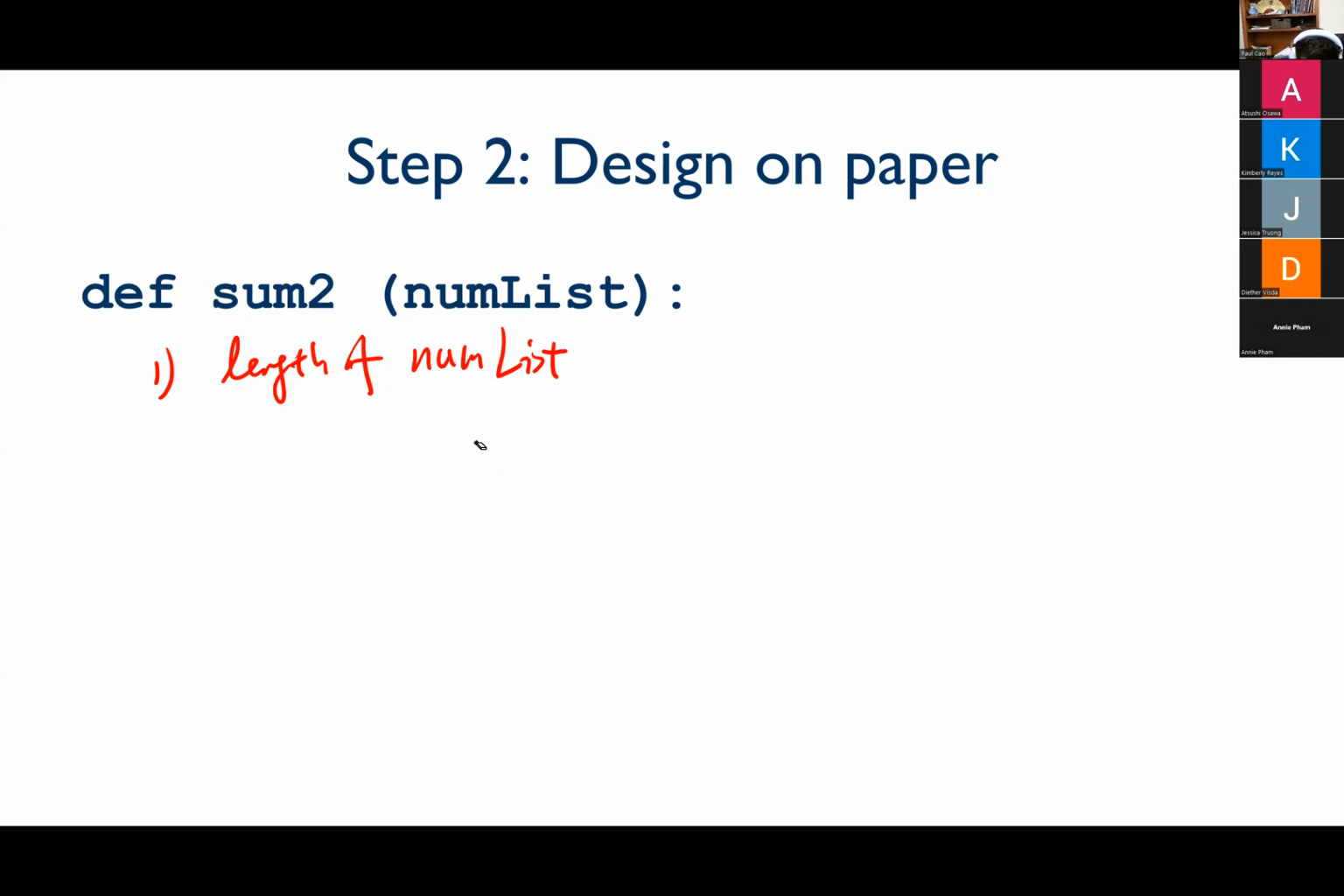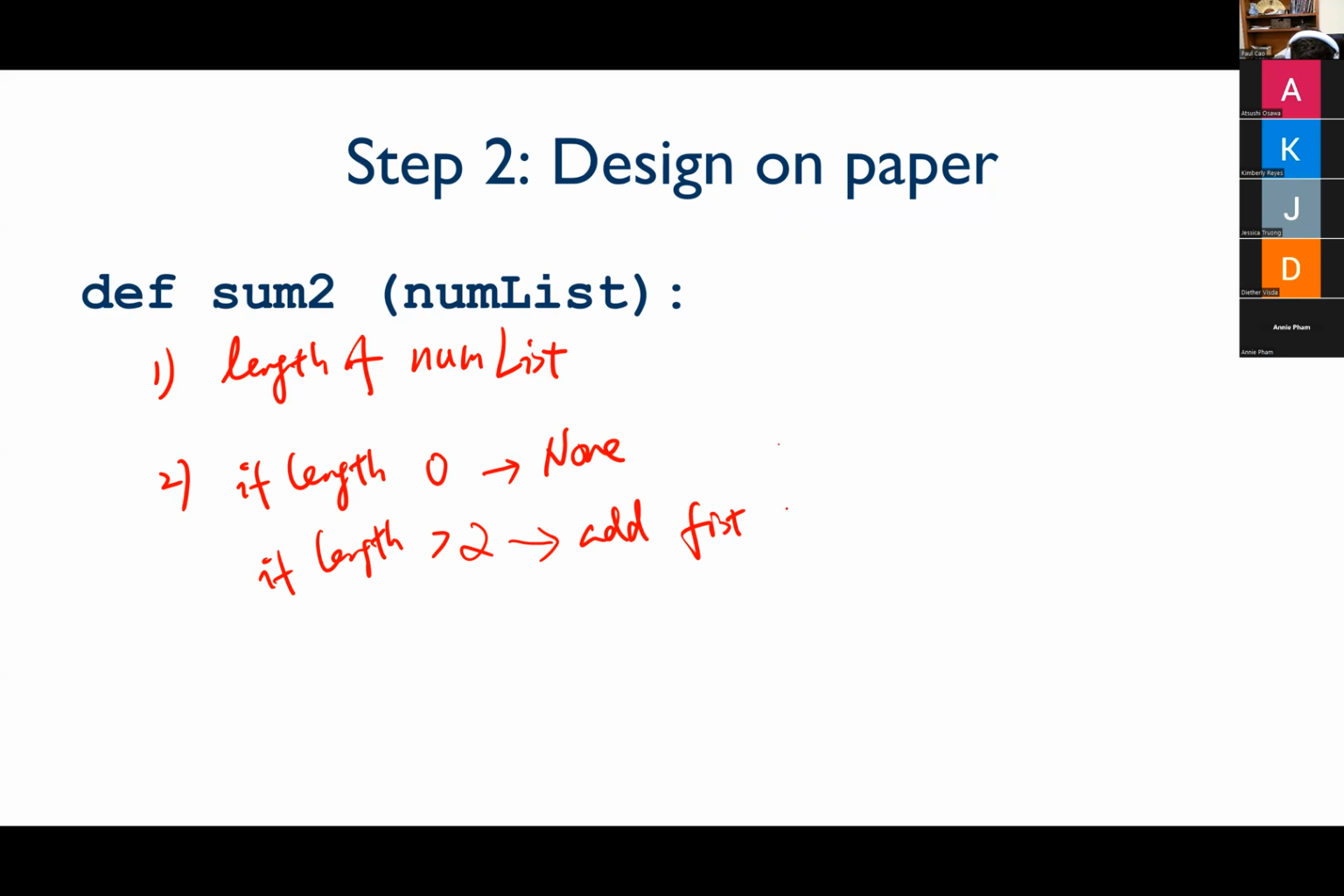So, okay. This thing, maybe I should write it out. Okay, if the length is 0, I will give back none. If the length is bigger than 2, I will add the first 2 elements. If the length is 1, I would just add the first element. And that's it. That's my idea.